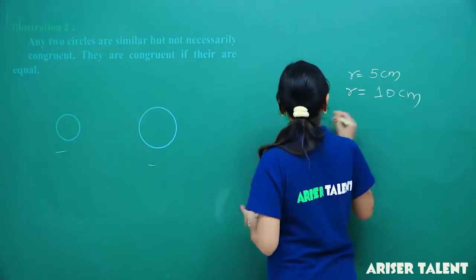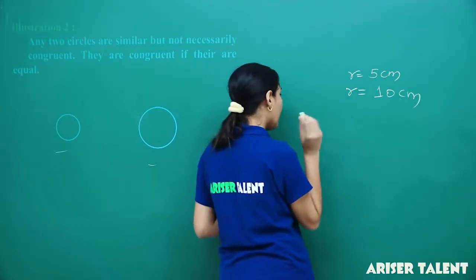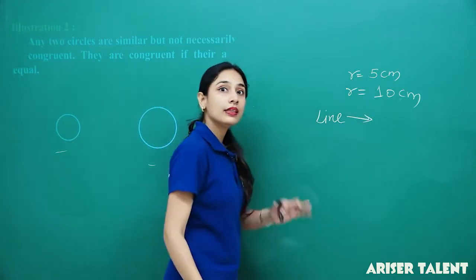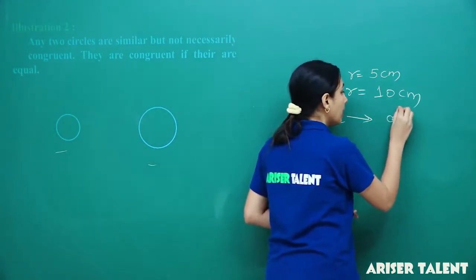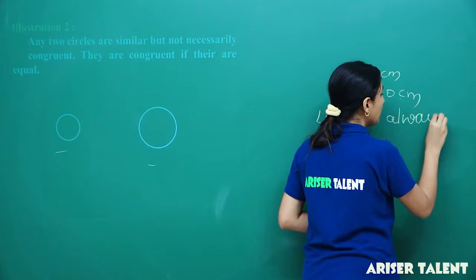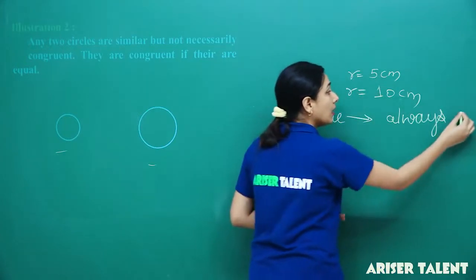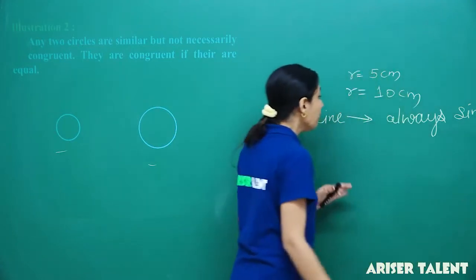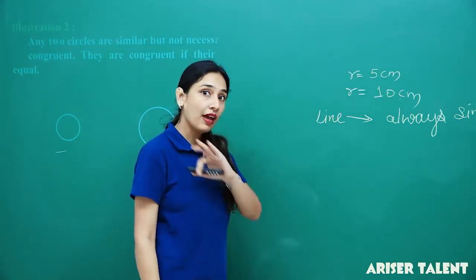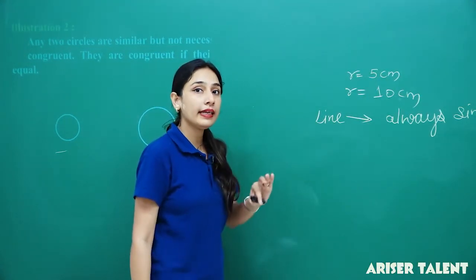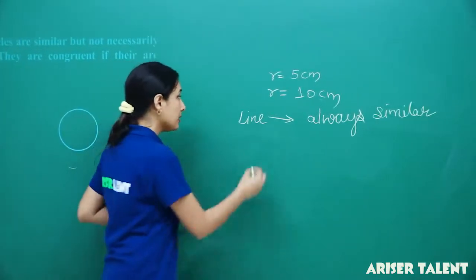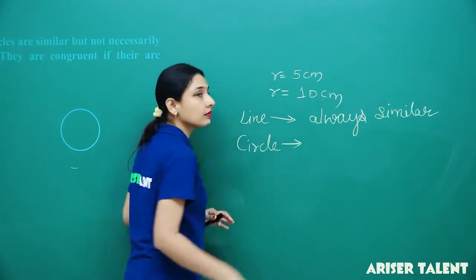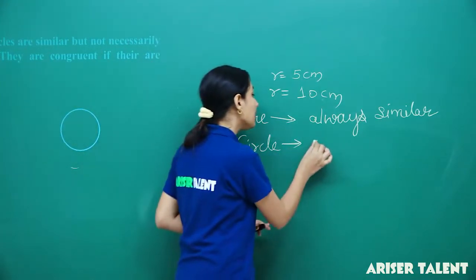So till now we have known that if we are talking about lines, they are always similar, but congruent? When will they be congruent? When the lengths of the lines are the same. In the case of circles, they will always be similar.